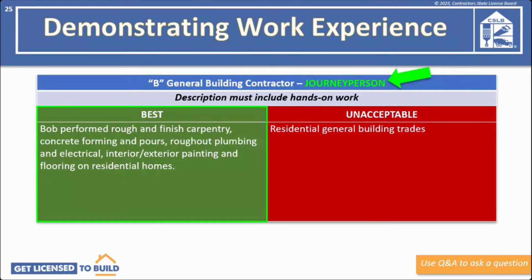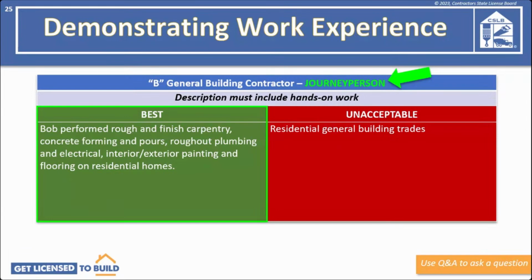That person does not have to be a licensed contractor. For example, our first example is for the Class B general building contractor. The best type of description for your certifier would use for journey person experience is to be specific. Journey person experience must include hands-on work like this.